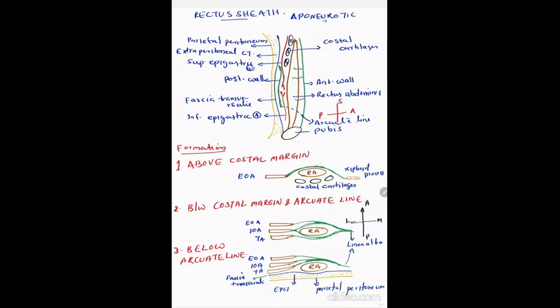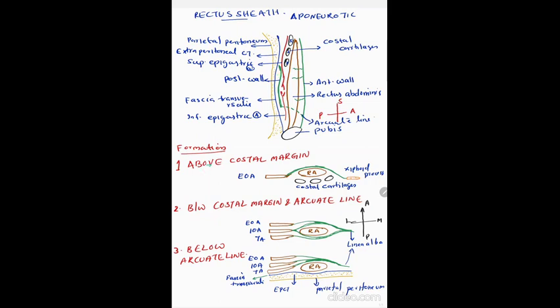The rectus sheath is an aponeurotic sheath which encloses the rectus abdominis muscle. It has two walls, anterior wall and posterior wall. The anterior wall is complete, that is, it completely covers the rectus abdominis muscle. It covers the entire length of the muscle, whereas the posterior wall is incomplete. It only covers the middle portion of the rectus abdominis muscle. Above and below, the muscle is not covered by the rectus sheath.